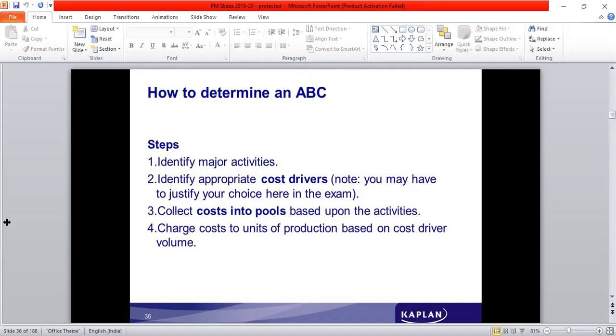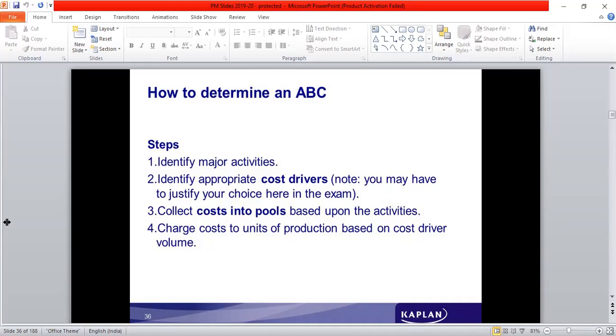After that, for every activity, there would be a cost driver which is selected. What is a cost driver? The basis of apportionment. In simple terms, the basis which is considered for dividing and distributing the overhead cost, based on the usage, is the basis of apportionment. For example, repairs. If we talk about repairs as an activity, how many repairs were required by each product will become the basis of apportionment.